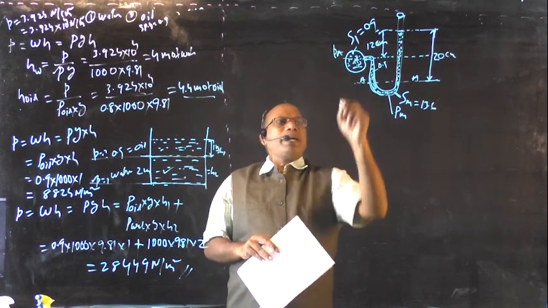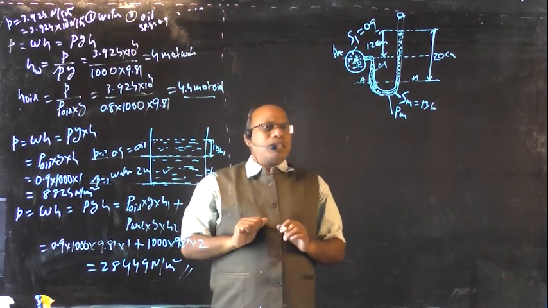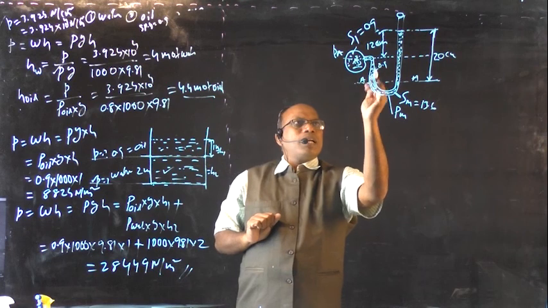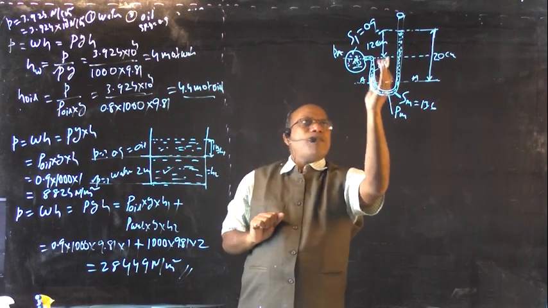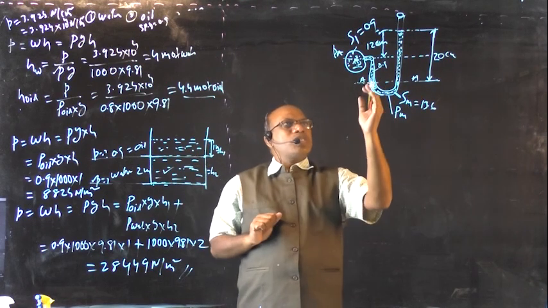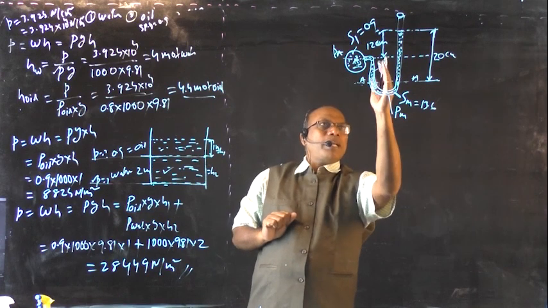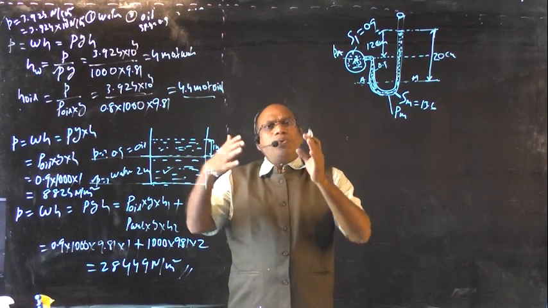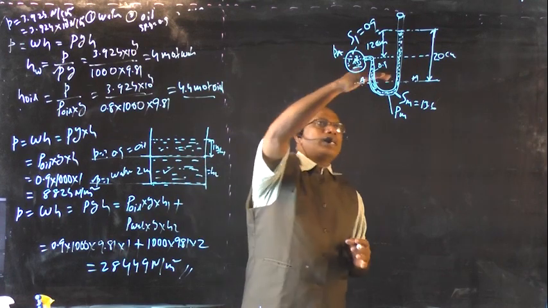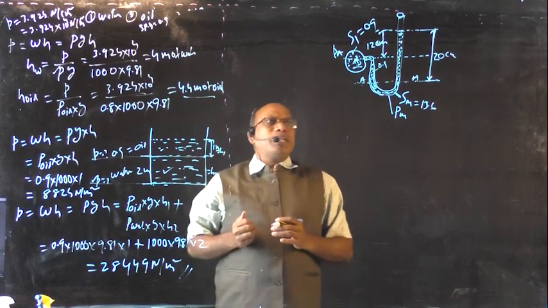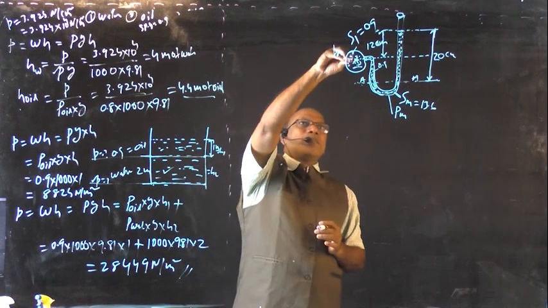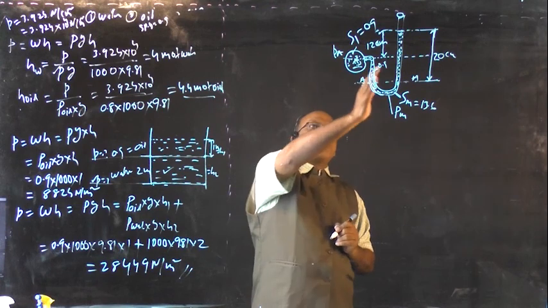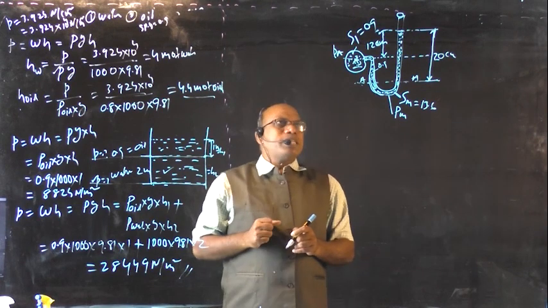This is point A. In this case, we are going to determine the pressures above the datum line on the left side and also the pressures above the datum line on the right side. The left side pressures must be equal to the right side pressures above the datum line. Then we are going to determine the pressure at point A. Right? Now, what are the left side pressures?